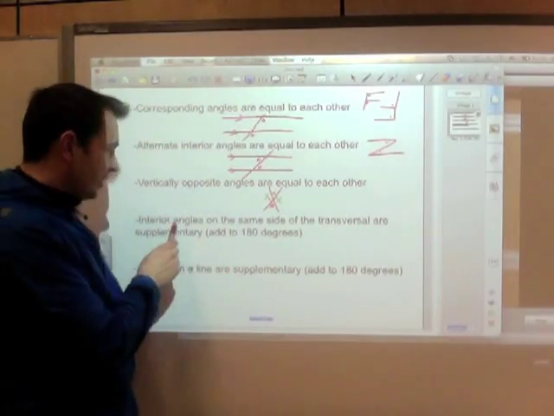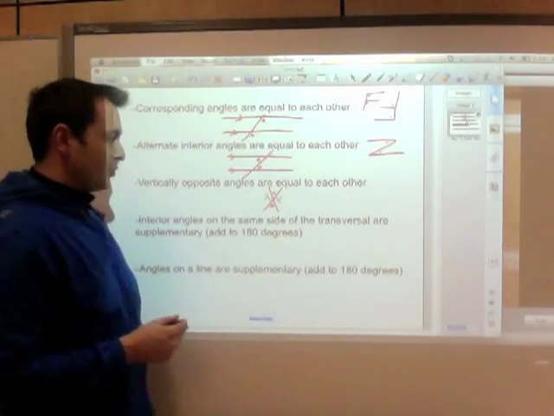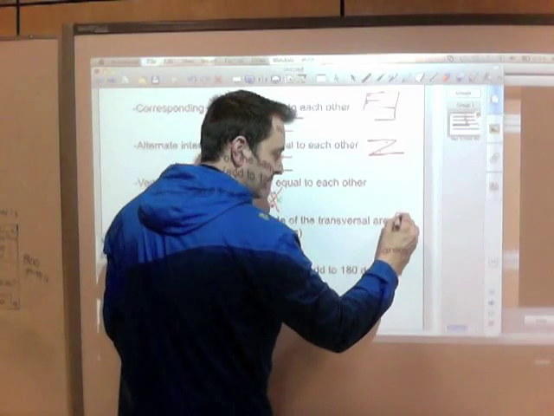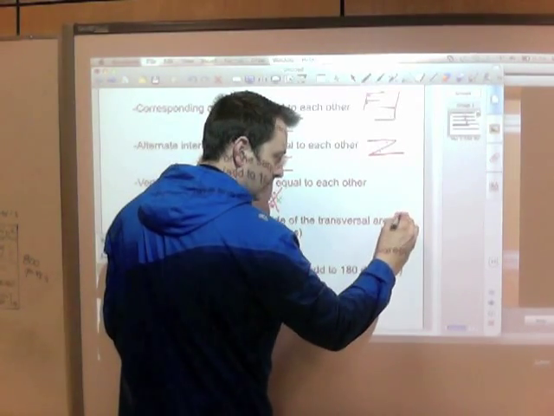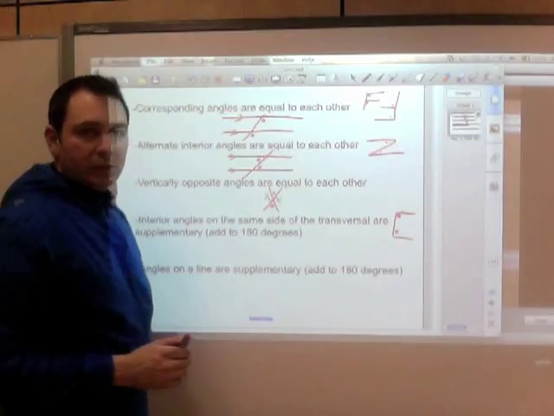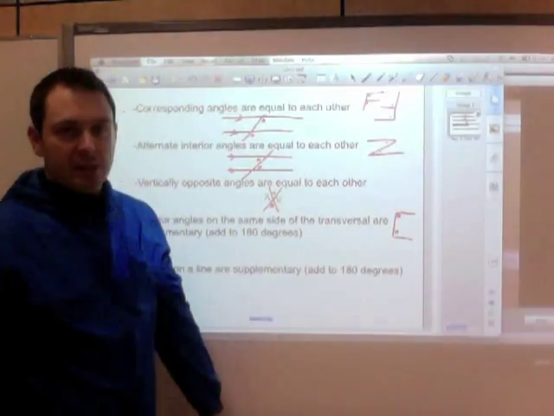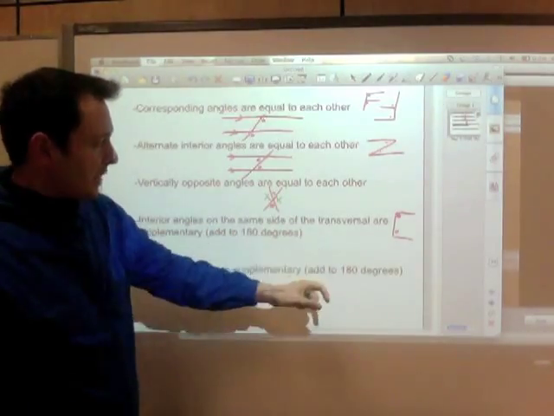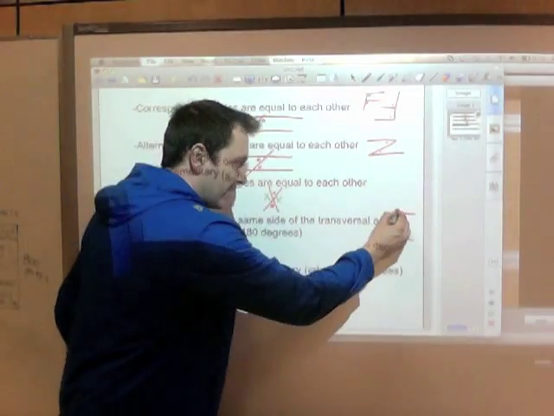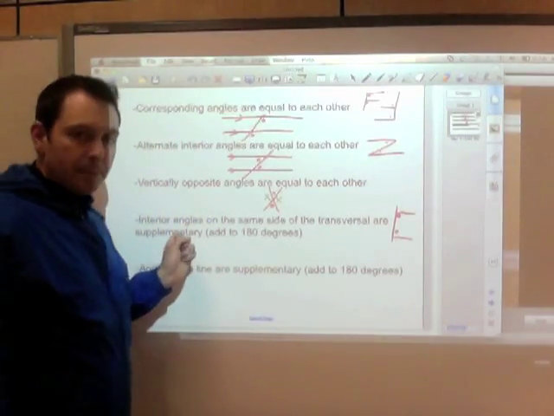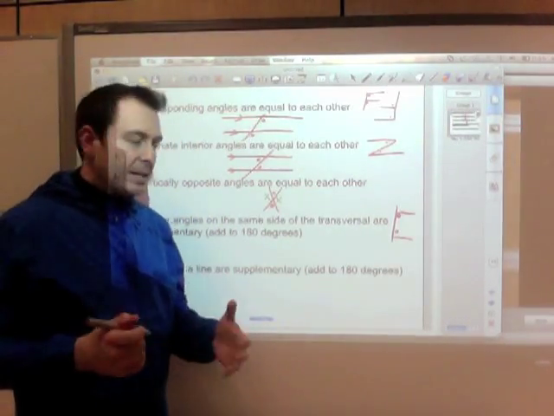Next, interior angles on the same side of the transversal are supplementary. These are our C's. So, interior angles, they're interior because they're inside of our parallel lines. On the same side of the transversal, notice our transversal that's cutting through, it's on the same side, they are supplementary. And supplementary is one of those terms you need to know. It means adds to 180.